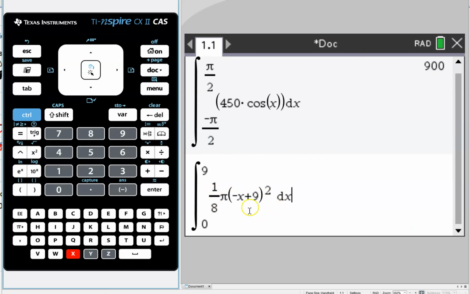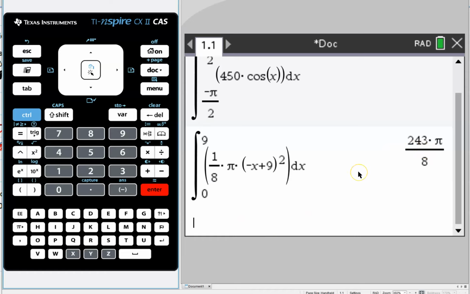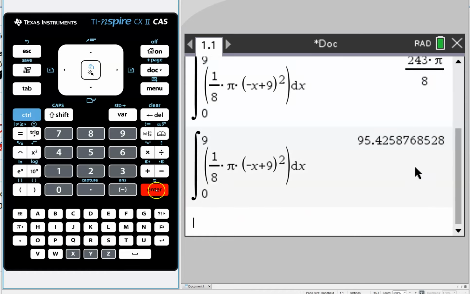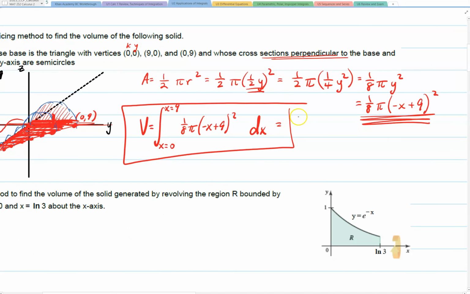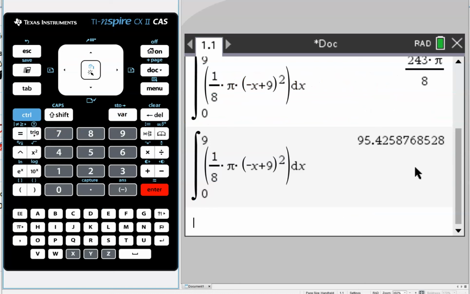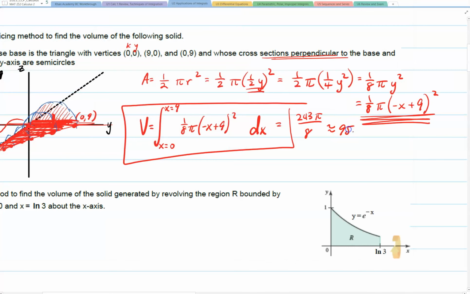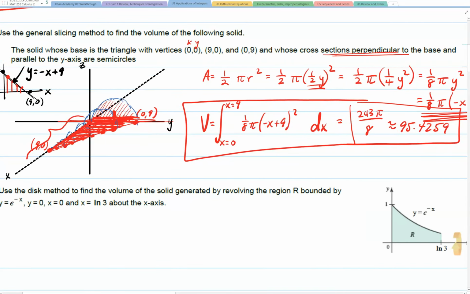So I've set up my integral in the TI calculator now. This appears to match what I've written on paper, and I'm satisfied with what I had there. So when I press enter, I now have a precise result, and if I press Control Enter, I've got an approximate result to report as well. So we can say that this is 243 pi divided by 8, which is approximately equal to 95.4259, and that would be a good set of answers to report on the test.